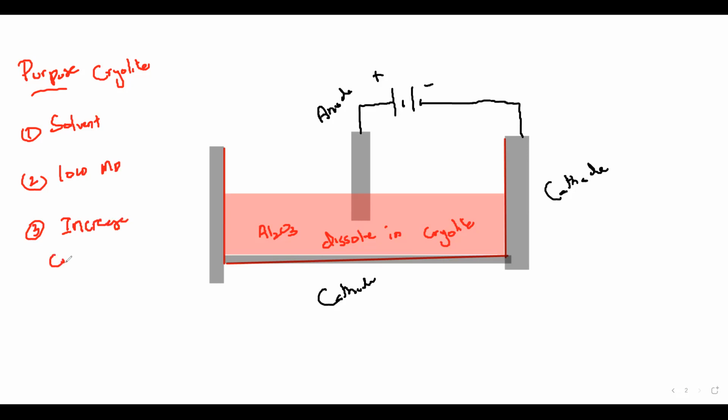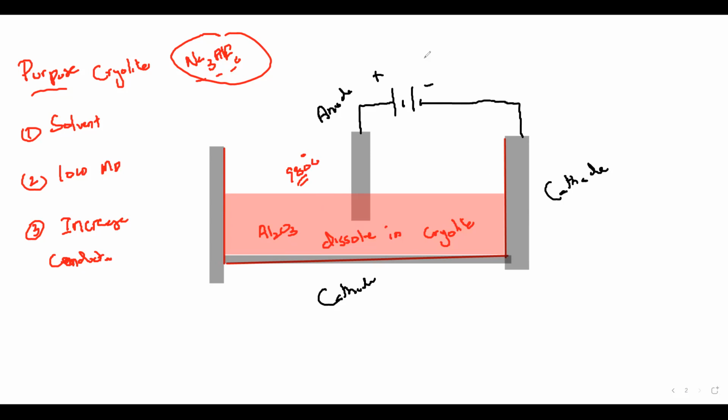How does cryolite increase the conduction? Because cryolite also contains ions. What are the ions present? It contains Na3AlF6. That is the formula for cryolite. So it contains sodium ions, aluminum ions and fluoride ions. That's why it increases the conduction, so the solution can conduct more. Now what happened? The temperature of this mixture is around 980 degrees centigrade.